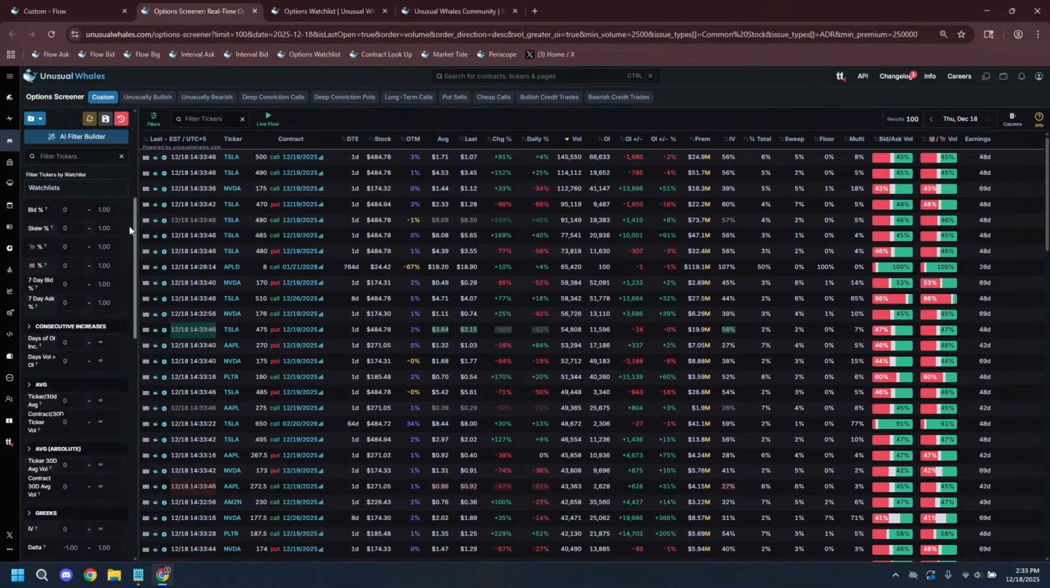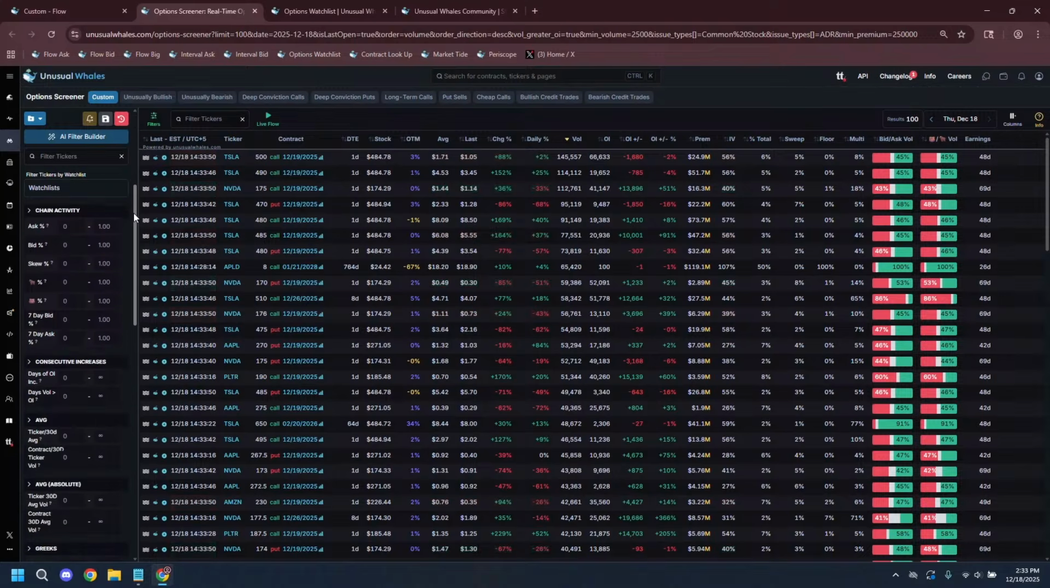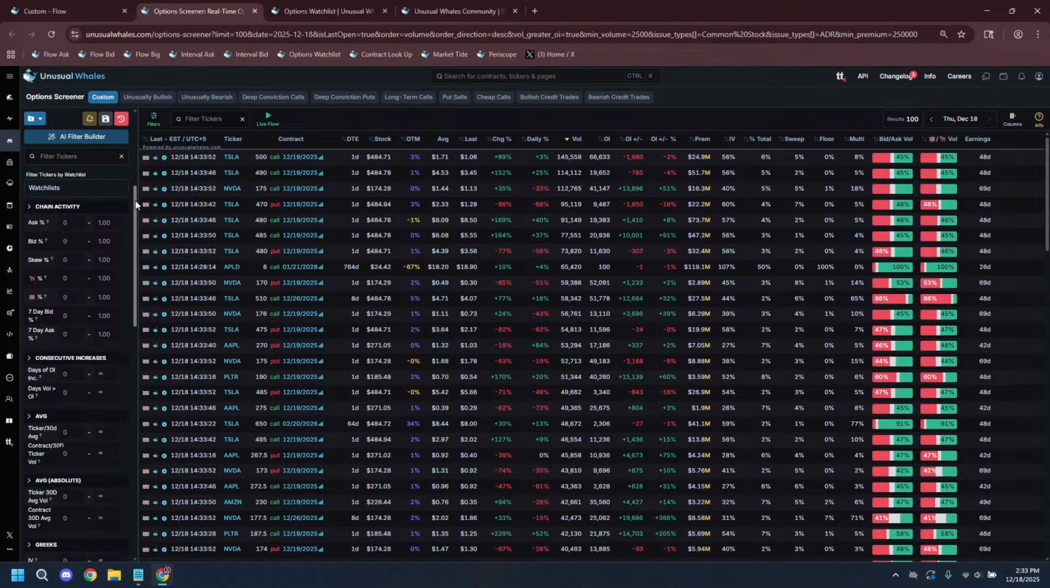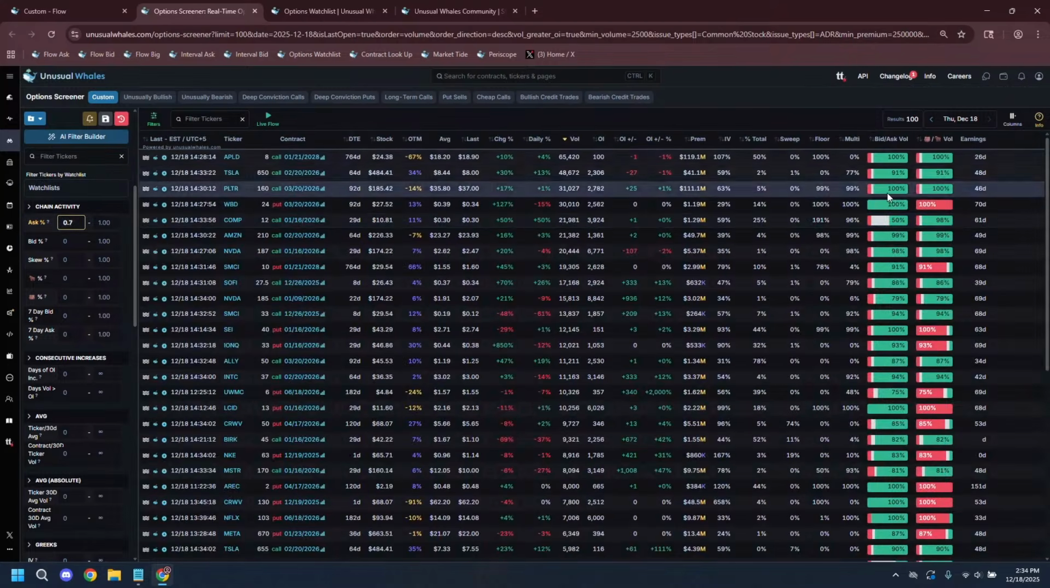So now we have some basic minimums set here. If we want to try to find stuff that's being bought, what we could use is an ask side filter. And I want to direct your eyes right here to the chain activity portion of the screen. So let's look for contracts. If I input 0.7 here, this will show us in the corresponding column on the screener's right here contracts that have between 70 to 100% of their volume being at or closer to the ask.